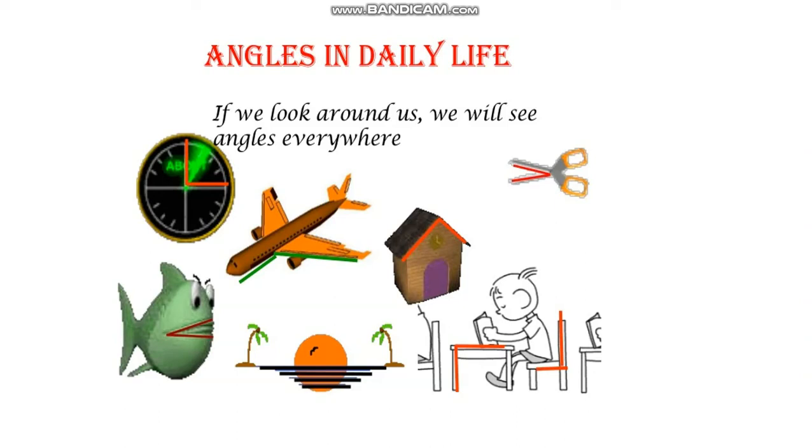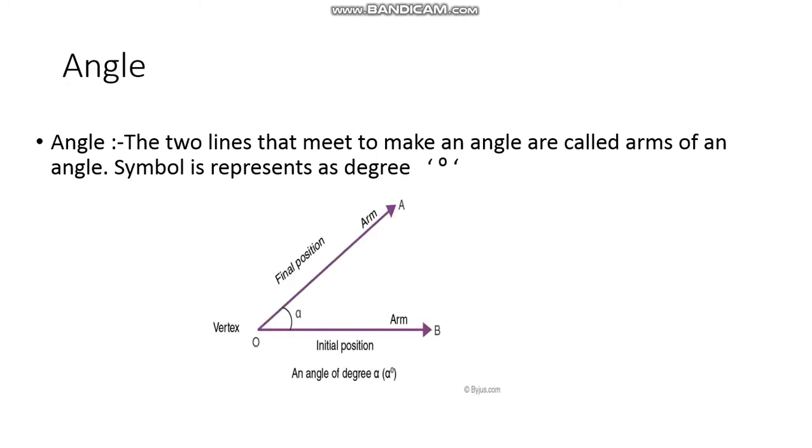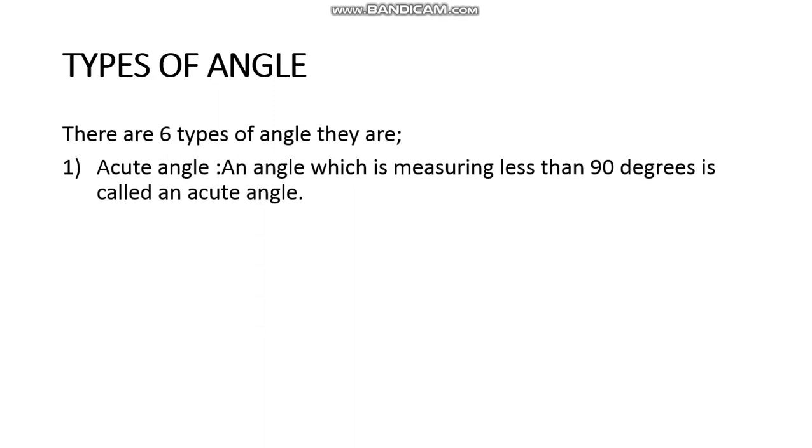Once again, I'll be telling, acute angle means you'll be having less than 90 degrees. It is called an acute angle. Wait, I'll be showing to you. So, it is less than 90 degrees. We represent it as an acute angle. Acute angle means less than 90 degrees.